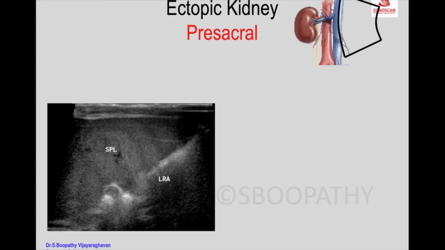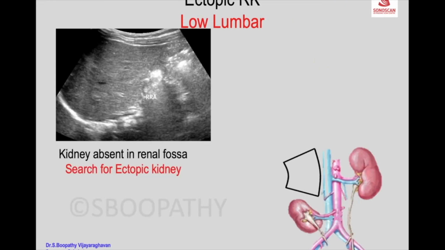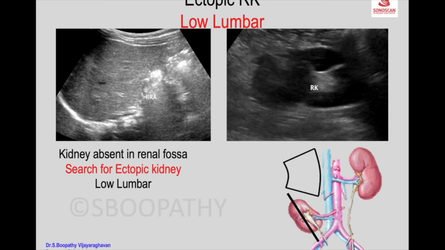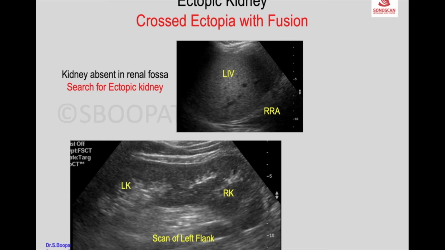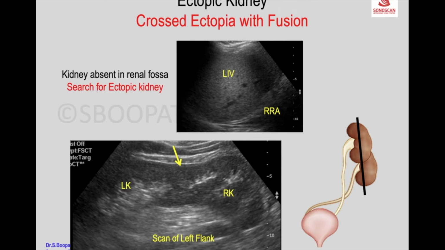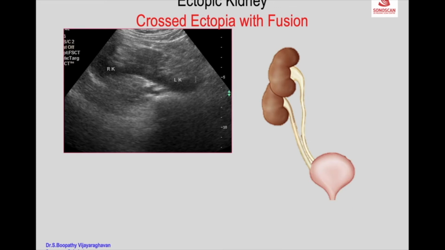Now here you see ectopic kidney can be low lumbar. Here you see empty right renal fossa, and search for the kidney shows that the right kidney is ectopic, low lumbar in position, as shown in this section. And sometimes it can be normal on the right, and the section is like this. So there is fusion of both the kidneys. So this is crossed ectopia with fusion on the left side. And the ureteric orifices, by ureteric jet, are normally located. Whereas here there is crossed ectopia with fusion on the right side.